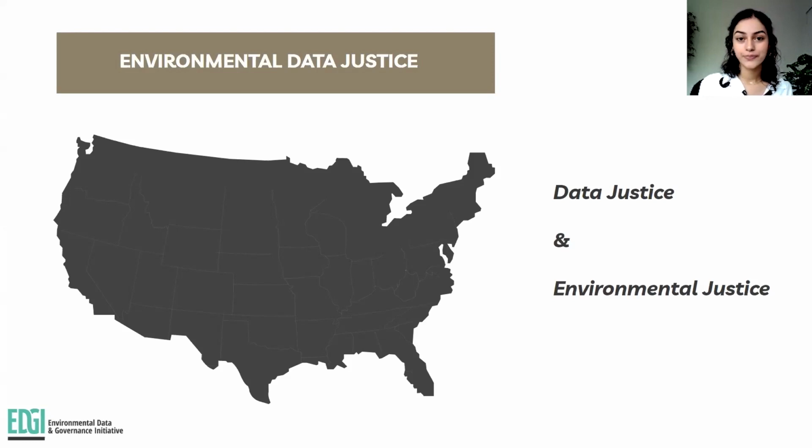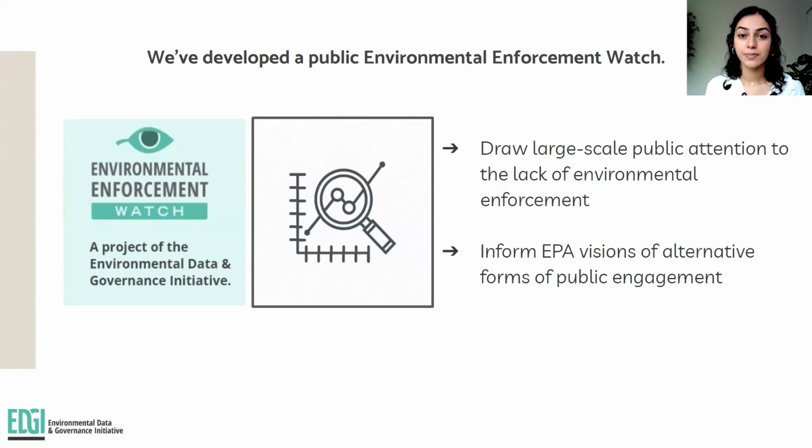Environmental data justice is a movement which calls for increased, open, and participatory data to document environmental racism and inequality. Earlier this year, we developed a group within EDGI called the Environmental Enforcement Watch, or EW for short. Here are the goals: to draw large-scale public attention to the lack of environmental enforcement, and to inform EPA visions of alternative forms of public engagement.